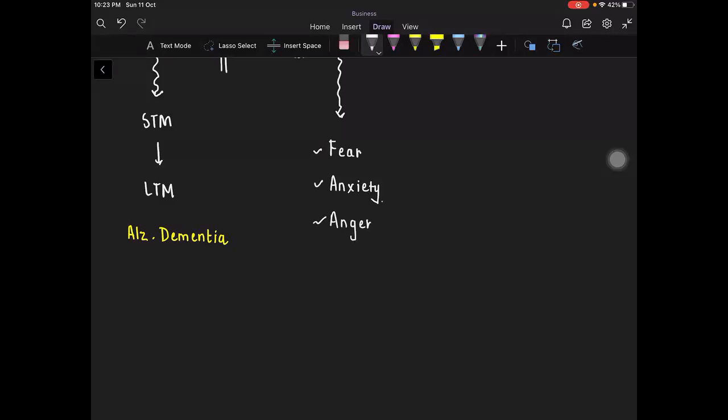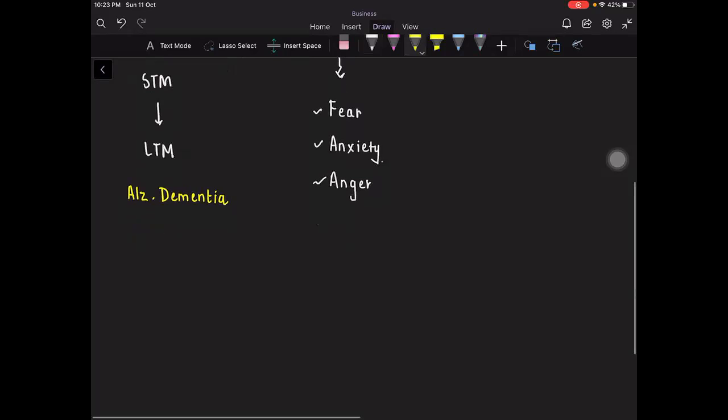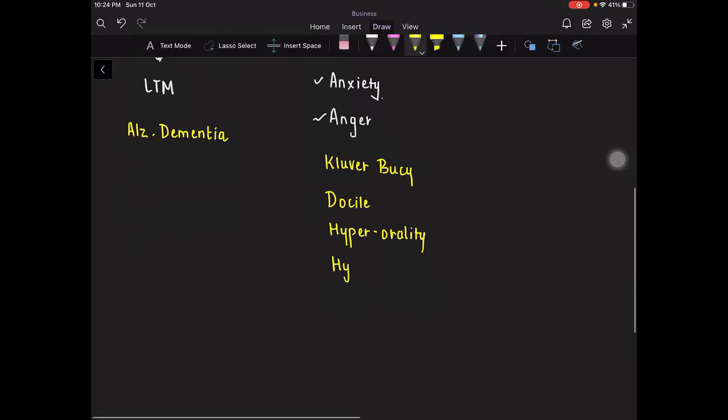Now, can anyone tell me a classic syndrome which is associated with the amygdala? Klüver-Bucy syndrome. Yeah, and what are the symptoms of Klüver-Bucy? Docility, hyperorality, hypersexuality, hyperphagia. There's some visual symptom as well, I think. Visual agnosia or something.